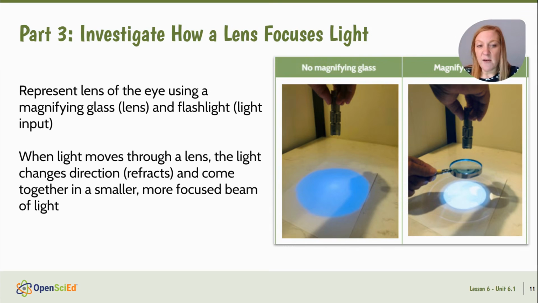In part 3, we investigate how a lens focuses light. As the light enters the eye, we know that it changes directions, it refracts, it comes together in a small, more focused beam of light. And so we want to model this using magnifying lenses to represent the lens of our eye and a flashlight to represent the light input going into our eyes.